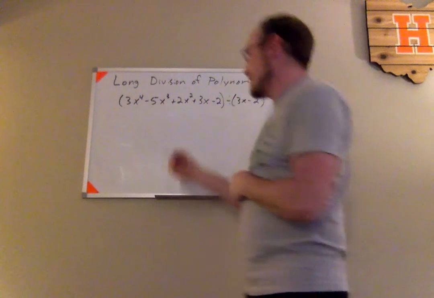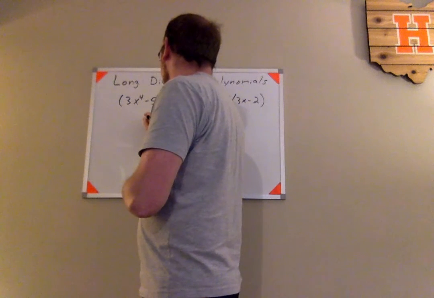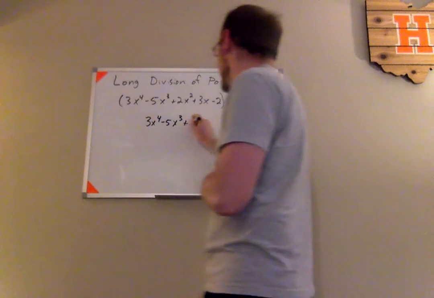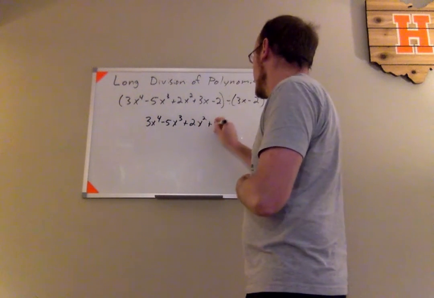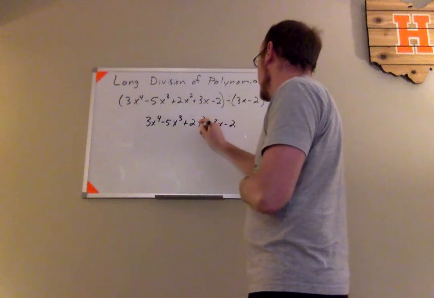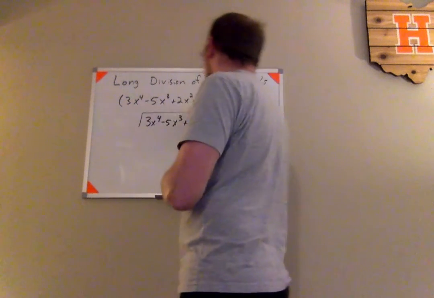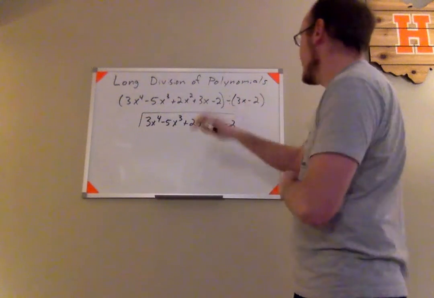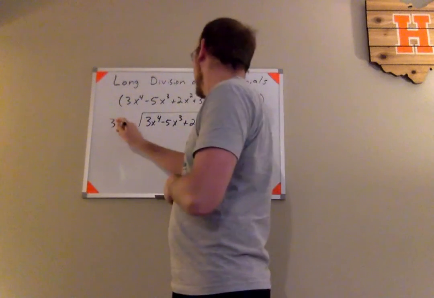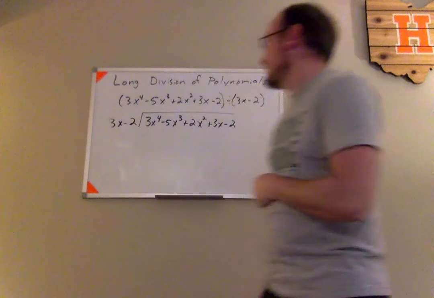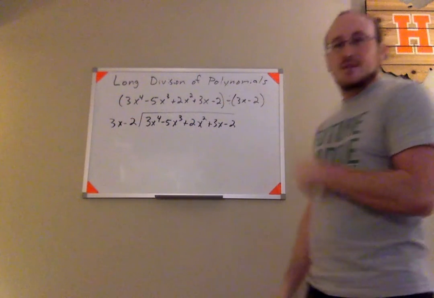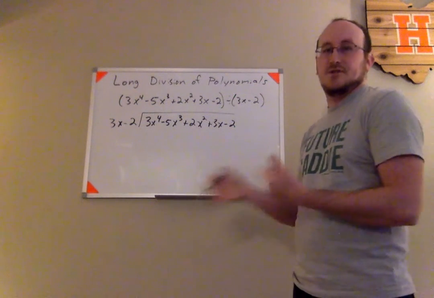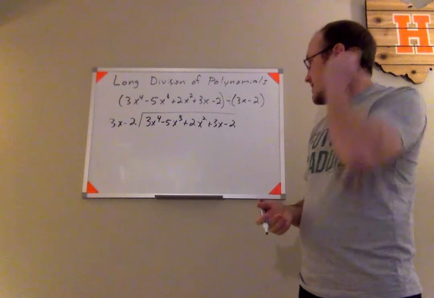So let's take a look at how to set it up. You will have the 3x to the fourth minus 5x cubed plus 2x squared plus 3x minus 2 underneath our division symbol. Think back to elementary school division. We write our division this way, and we will have our 3x minus 2 out in front of this. If you remember back to elementary school doing long division of numbers, this is a very similar process. There's just some variables involved as well.